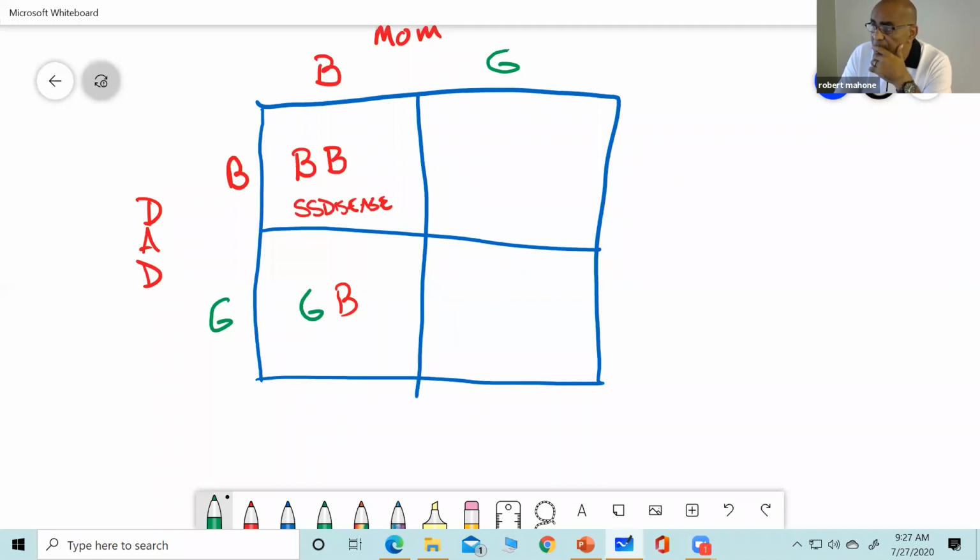If mom contributes the bad gene and dad gives the good gene, they'll have sickle cell trait just like the parents. Same over here. Mom gives the good gene, dad gives the bad gene, they have sickle cell trait just like the parents. If both parents contribute the good gene, then the child has no sign of the disease at all. So that's how recessive genes work. You have to contribute two bad genes in order to have sickle cell disease.